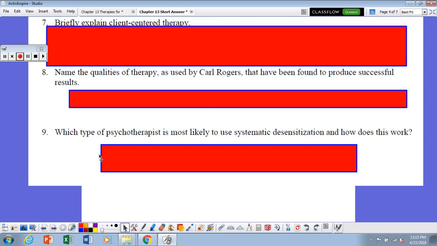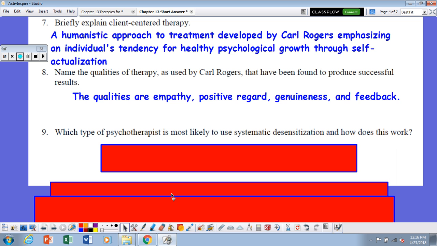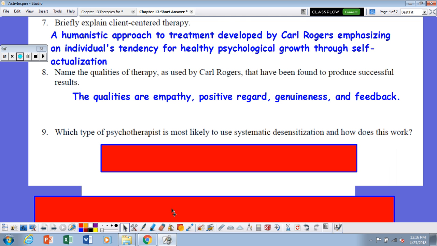Number 7, briefly explain client-centered therapy. This is a humanistic approach to treatment developed by Carl Rogers, emphasizing an individual's tendency for healthy psychological growth through self-actualization. Question number 8, name the qualities of therapy used by Carl Rogers that have been found to produce successful results. This would include qualities of empathy, positive regard, genuineness, and feedback.